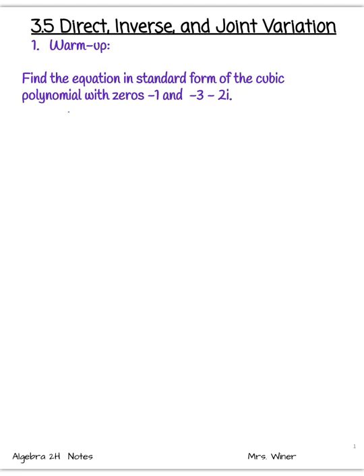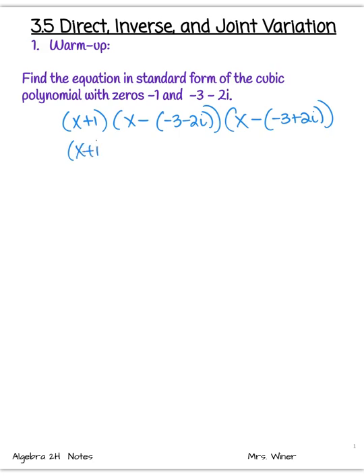Okay, so in order to do this, I'm going to put in my zeros: x plus 1, and then x minus negative 3 minus 2i, x minus, again, negative 3 plus 2i this time. Keep the x plus 1 on the side, and then distribute the negative and regroup the parentheses.